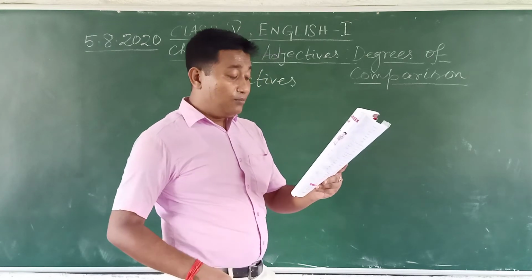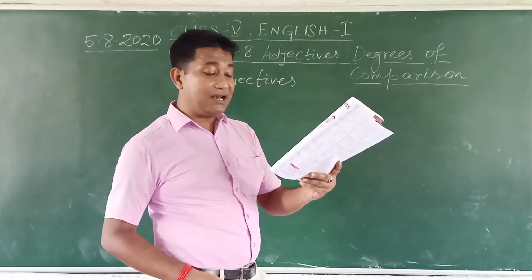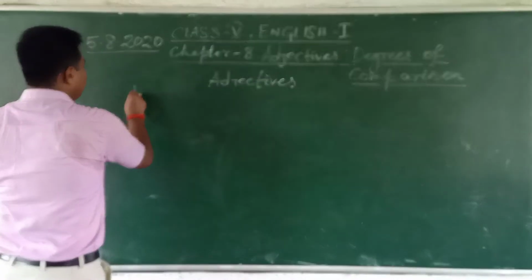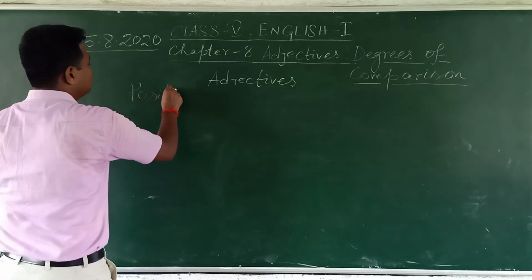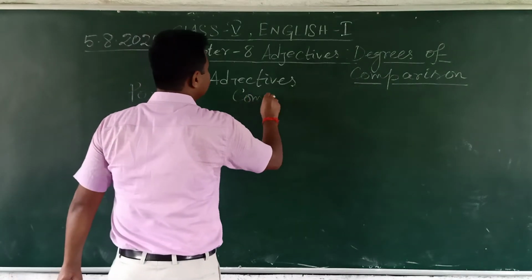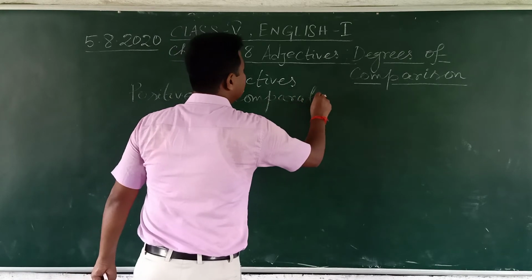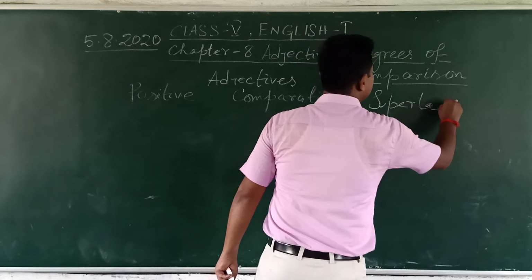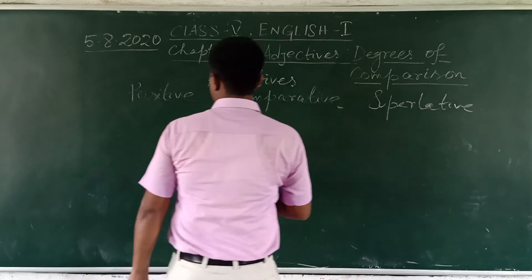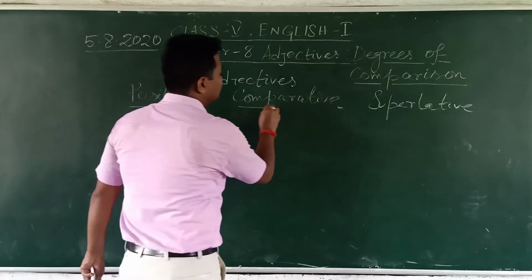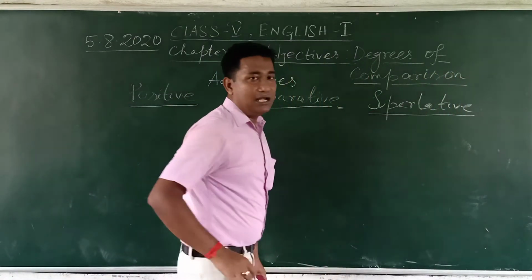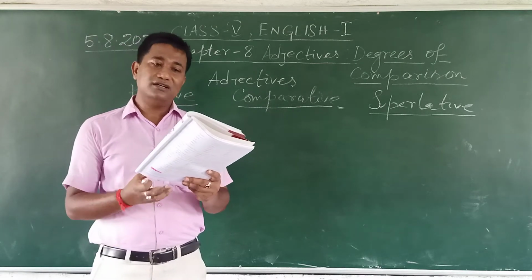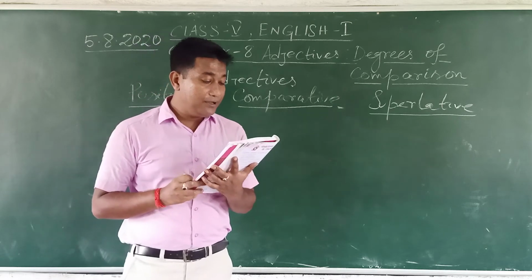Let us understand. Most adjectives form their comparative degree by adding er and their superlative degree by adding est to the positive. So here positive, here comparative, and here superlative. These 3 forms have been given: 1, 2, 3. Positive will be given, and then from there we have to move to the comparative and superlative.